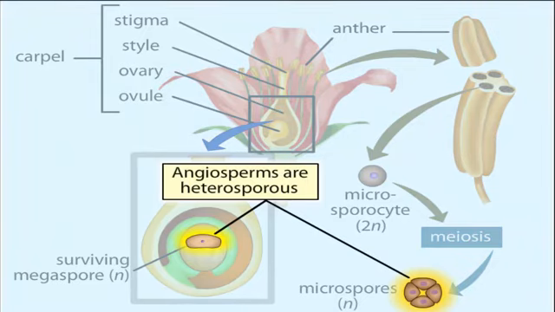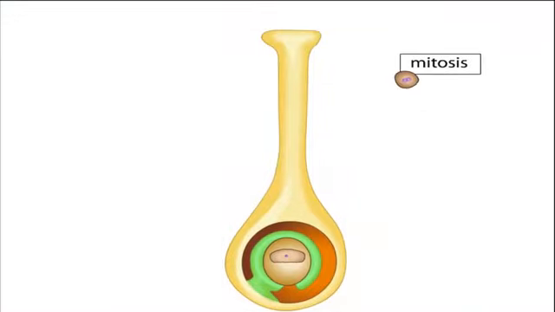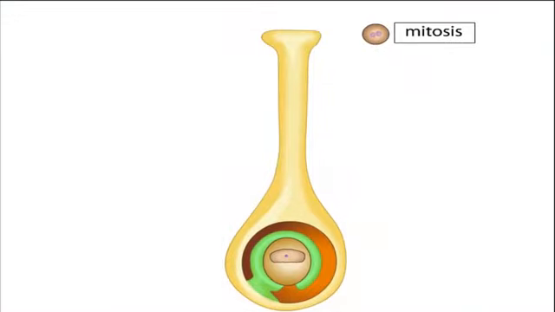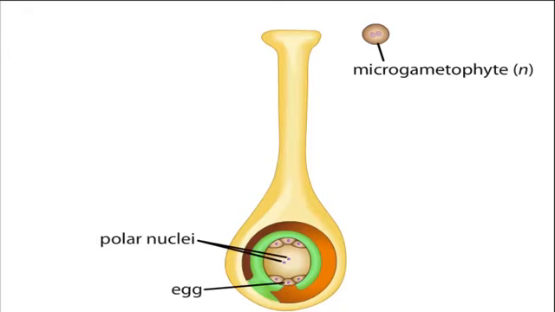considered heterosporous. Each microspore undergoes a mitotic division and differentiation to produce a pollen grain. A pollen grain is the haploid male gametophyte called a microgametophyte. The surviving megaspore divides by mitosis to produce 7 haploid cells. One large, centrally located cell contains 2 nuclei called polar nuclei. Another cell is the egg. The 7-celled structure makes up the female gametophyte called the megagametophyte.